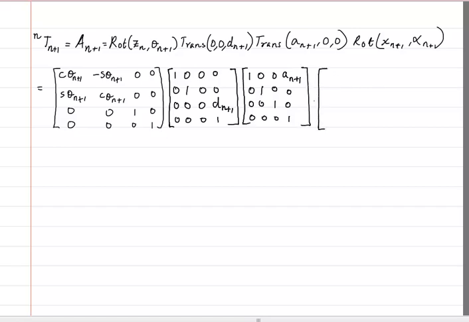a rotation again with respect to x-axis, which we can write as 1, 0, 0, 0, 0 cos, here the angle is alpha n plus 1, sine alpha n plus 1, 0, 0, minus sine alpha n plus 1, cos alpha n plus 1, 0. Finally, there is no rotation, there is no translatory motion, so it is 0, 0, 0, the scaling factor of 1.